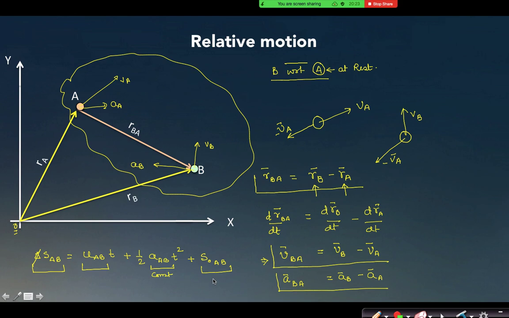What is S naught AB? The initial behavior between them. Initial position of A with respect to B, right? Suppose B is at 6 meter and A is at 2 meter. So what is initial position of A with respect to B? If A and B are lying along x-axis and B is at 6 meter, A is at 2 meter, then what is S naught AB? Minus 4. Yes, minus 4, right?